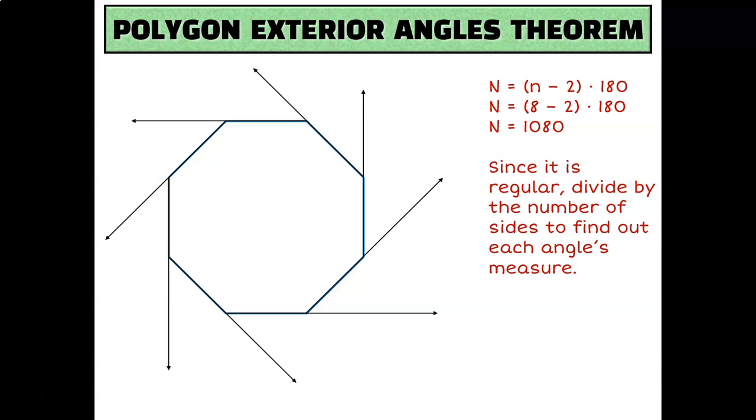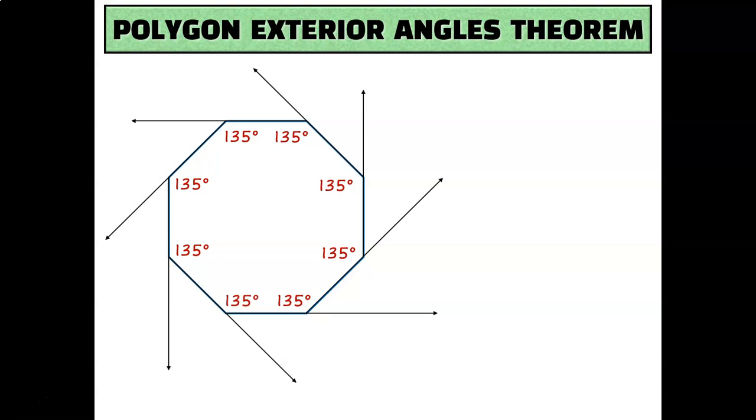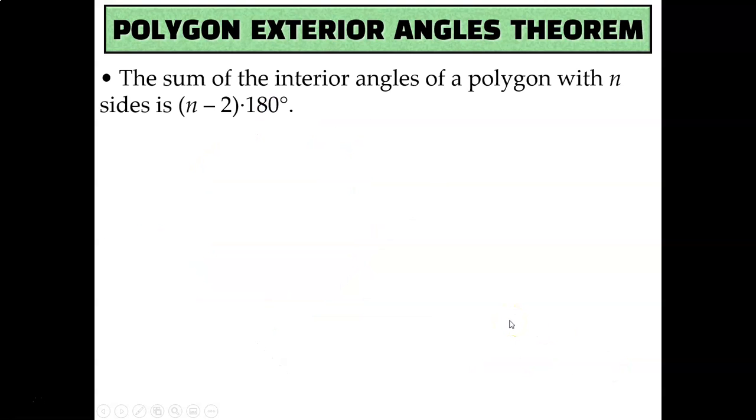And since it's regular, we can just divide that total sum of the interior angle measures by the number of sides that it has. So 1080 divided by 8, each of those angle measures must be 135 degrees. Which means that each of my exterior angle measurements must be 45 degrees, because that's what I would add to 135 to get to an answer of 180. So I have 8 exterior angles, they all equal 45, and 8 times 45, again, is that 360 degree angle measure. So what's going on here? Why does this work this way?